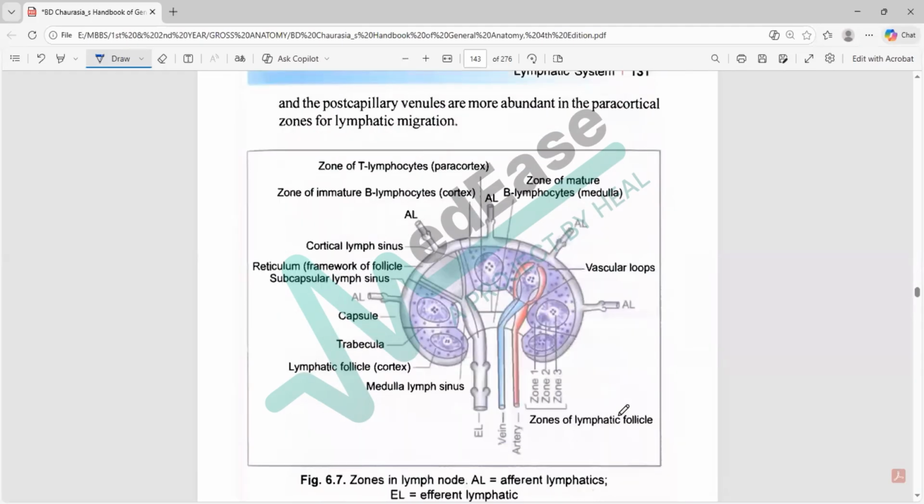Now, this is another type of section which we have already discussed. There are zone 1, 2, and 3. Zone 1 is the innermost, containing the lymphocytes, and then we have zone 2 and zone 3 respectively. Here you can see the typical outline.